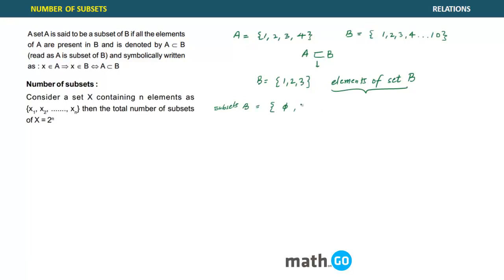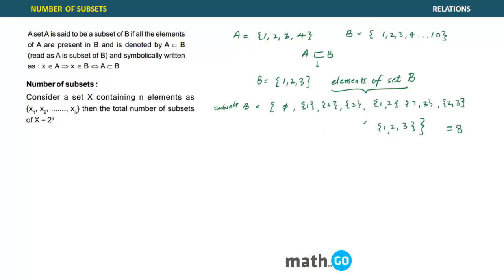Nothing has been selected. Then you can select only one element: 1, 2 and 3. Then you can select two at a time: 1, 2, then 1, 3, and then 2, 3. And the last option is that all three are selected in the set. These are the total subsets available, and if you count them, they come out to be 8. This is how we do it.